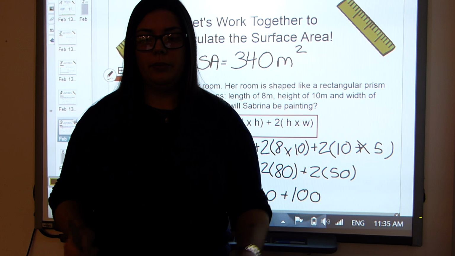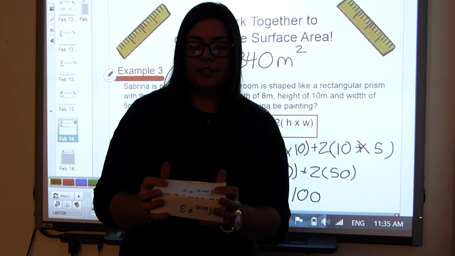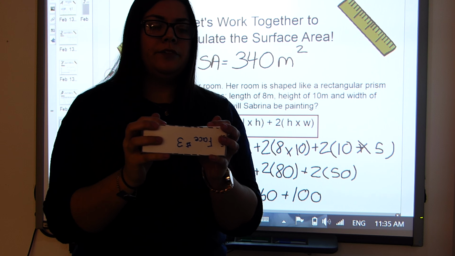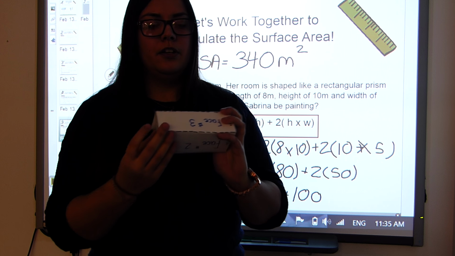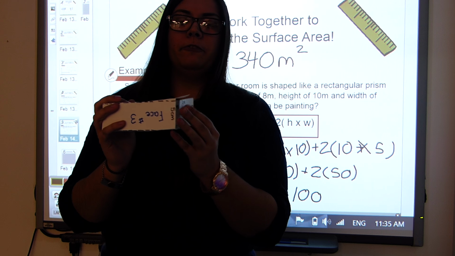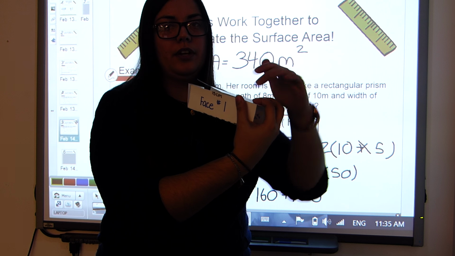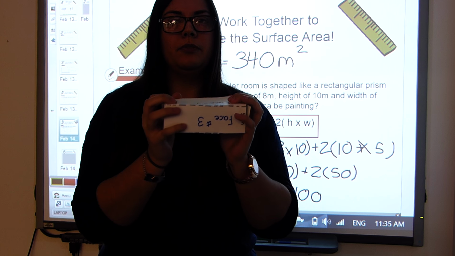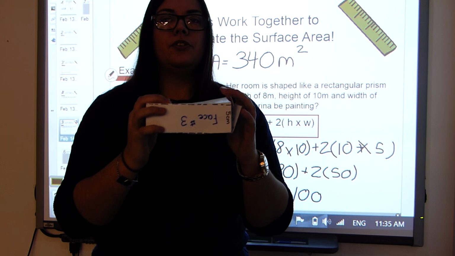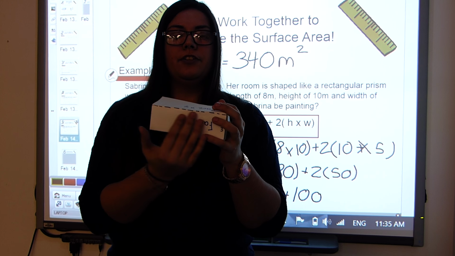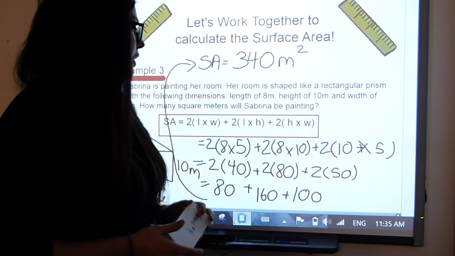She's just painting the walls. So let me show you a visual. So let's pretend this is Sabrina's room. If she's just painting the walls, she's going to be painting face number 6, face number 3, face number 5, and face number 1. So she's painting the outside. But she's not painting the ceiling, which is face number 4, and she's not painting the floor, face number 2. So we have to figure out a way to find the surface area of just the walls and not the ceiling and the floor. So I'll show you that quickly.